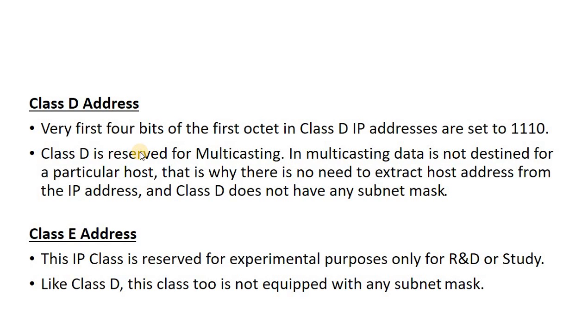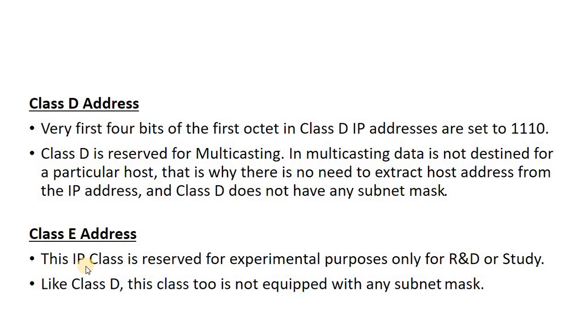In Class D IP addresses, the first 4 bits are fixed to 1110. Class D is reserved for multicasting. In multicasting, data is not destined for a particular host, but for multiple hosts. That is why there is no need to extract a host address from the IP address, because there is no specific host, just a group of hosts. So data is sent to a group of hosts, not a specific host. And Class D doesn't have any subnet mask because we don't have a specific host address.